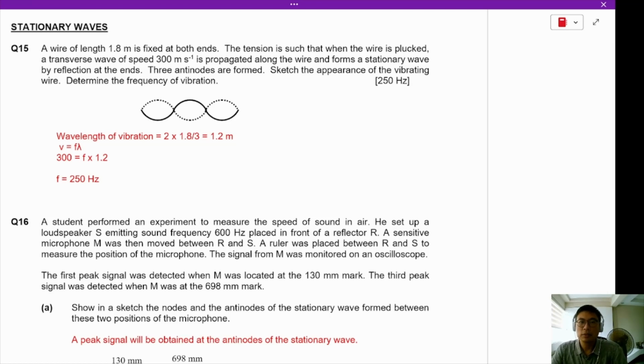Now today we are going to do stationary waves. The first question, question 15, is about a stationary wave with a fixed length, but they want you to find out which harmonic it is.